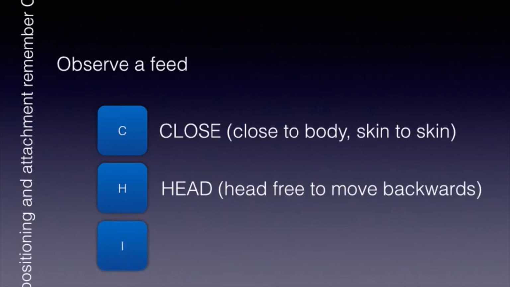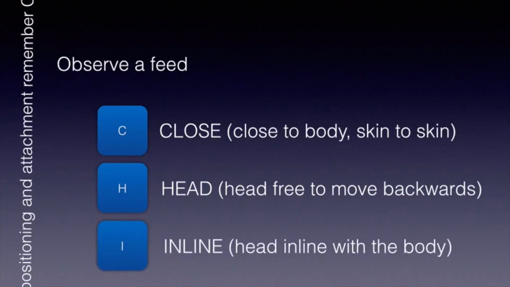The I is for in line. This reminds the mother to keep the baby's head in line with the body, tummy to mummy. And the N is for nose to nipple. It reminds the mother to aim the baby's nose towards the end of the nipple, again so the baby opens the mouth wide and gets the areola in the mouth.